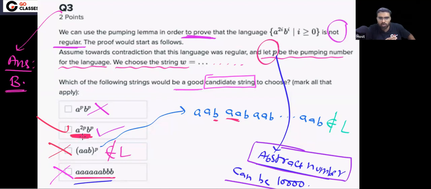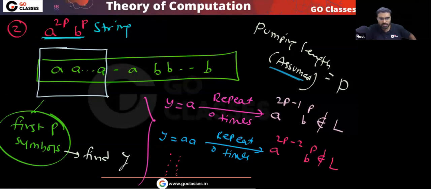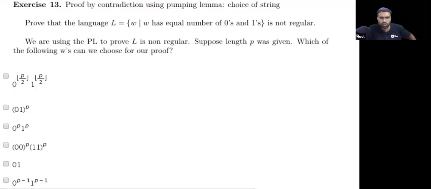Bring any P, any situation, any kind of problem, and this string will help you. Any number P you take, this string will help you. Whatever P you take, this string will help you. So the answer is option B. Now let's move on. I hope everything is clear so far.